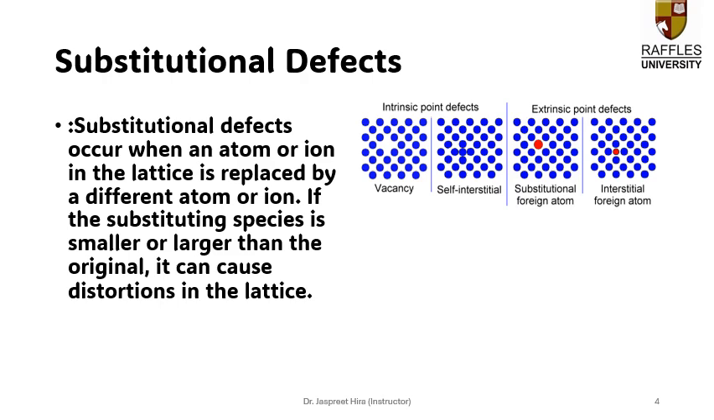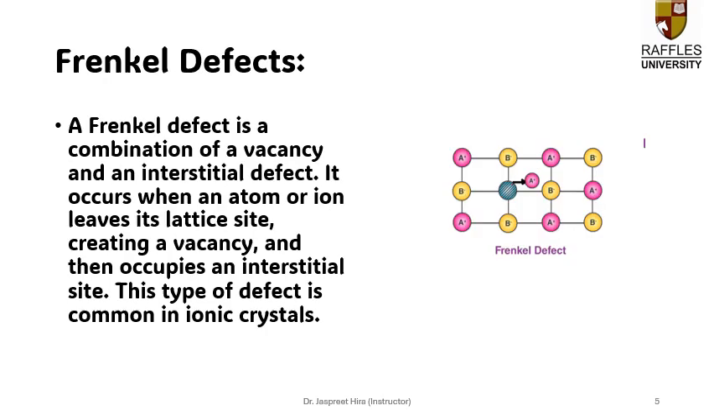Then we have the substitutional defect. In a substitutional defect, an atom or an ion is replaced by a different atom or ion. The substituting species is smaller or larger than the original. It causes distortion in the lattice.